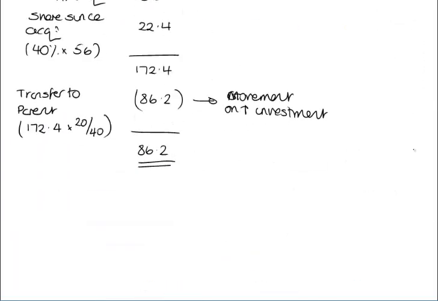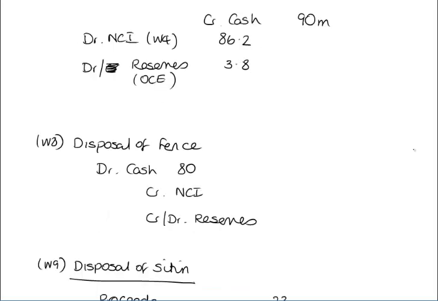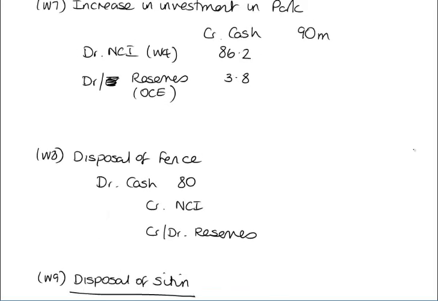Let's go through the rest of the workings. Anything else outstanding? Well, we've got to deal with the disposal of Fence. We did own 100% of Fence, and we then sold some shares to the NCI. We disposed of 60% of the equity in Sitin. Oh, sorry, that's the wrong note. I picked up the wrong note. Sorry, we disposed 25% to the non-controlling interests for consideration of 80 million.